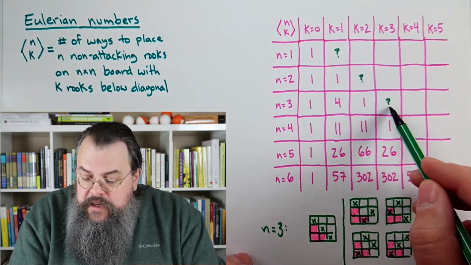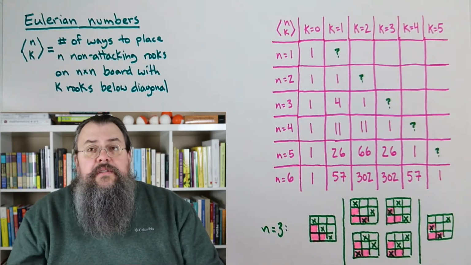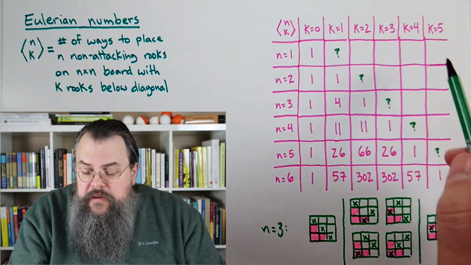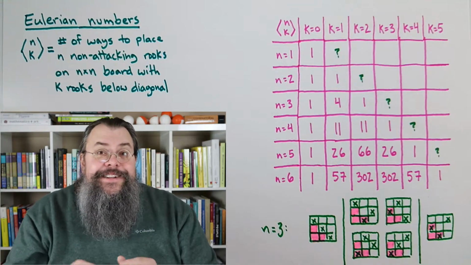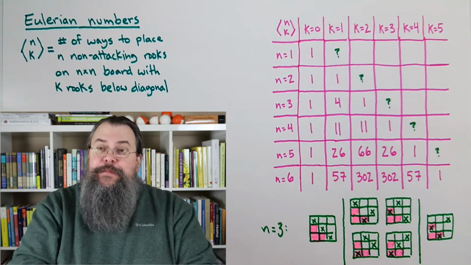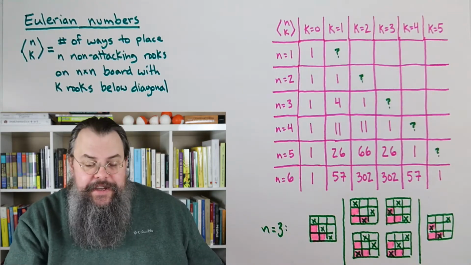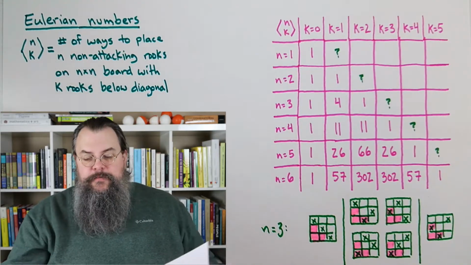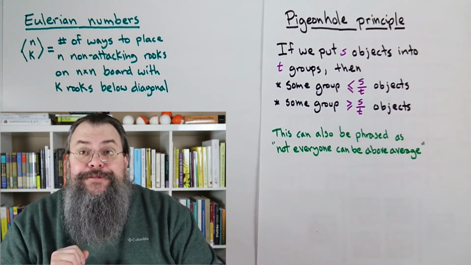Now, a blank entry corresponds to 0. Why is it 0? Why is it 0 over here? So, for that, let's talk about a wonderful, beautiful idea. And it's a very fun idea. So this is called the pigeonhole principle.